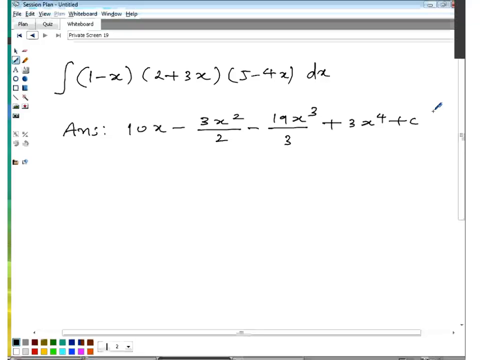Let me know if there are any questions. The approach would be to multiply these three factors and then integrate. Well, I don't see any questions, so I suppose no problem, and we move on. Let's make it a little harder now.